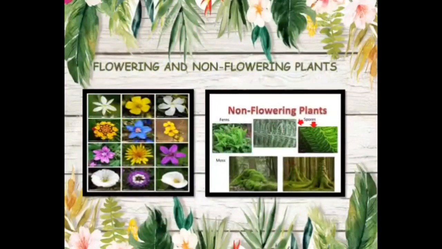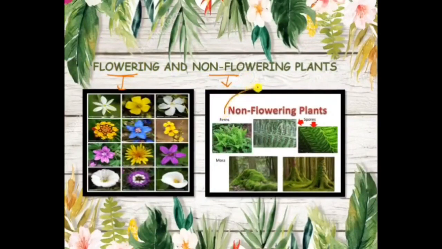In our previous chapter, that is The World of Living, we have studied how plants are classified. Plants are classified on the basis of their height, on the basis of the shape, and on the basis of whether they have flowers or do not have flowers. Plants which bear flowers are called flowering plants, and the plants which do not have flowers are called non-flowering plants.